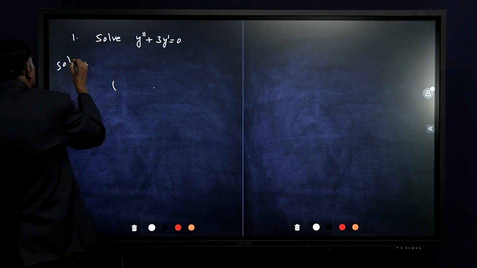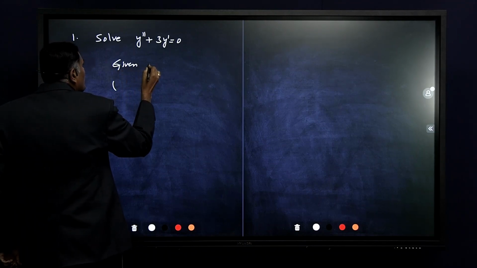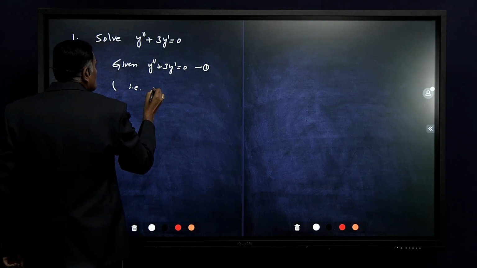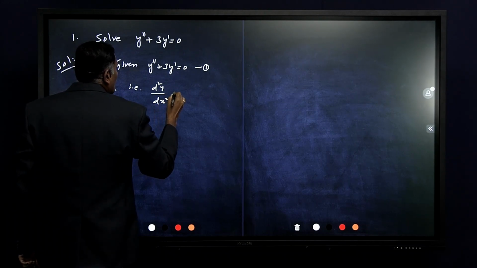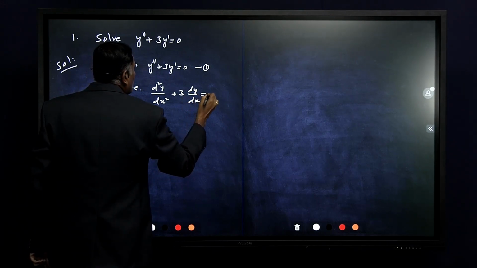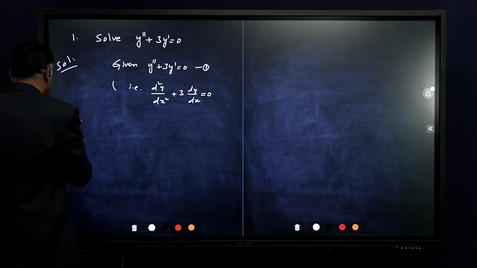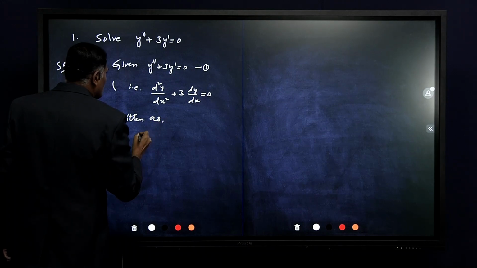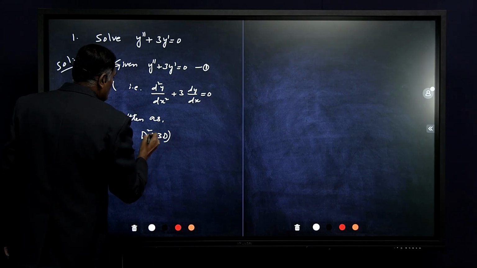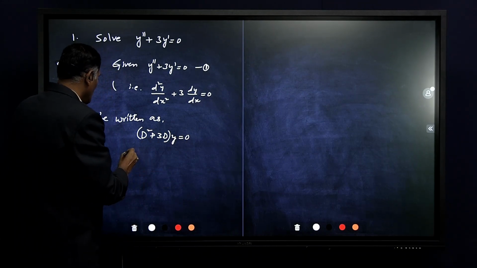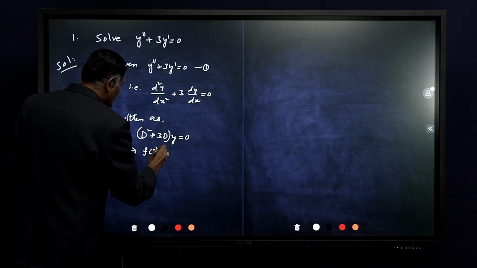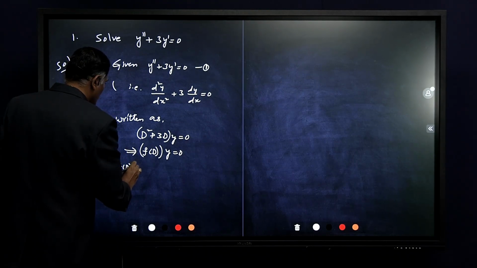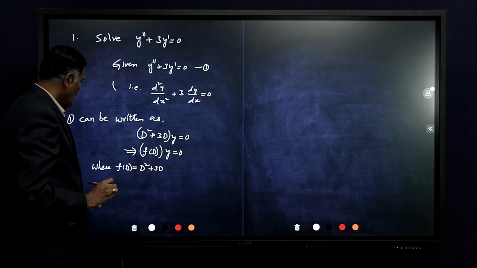Now let us find the solution of this one. First write down the given differential equation. Write this in operator form. First step is, if you write this in operator form, it can be written as (D squared plus 3D) into y equals 0. Now here, this is f of D into y equals 0. f of D is nothing but D squared plus 3D.